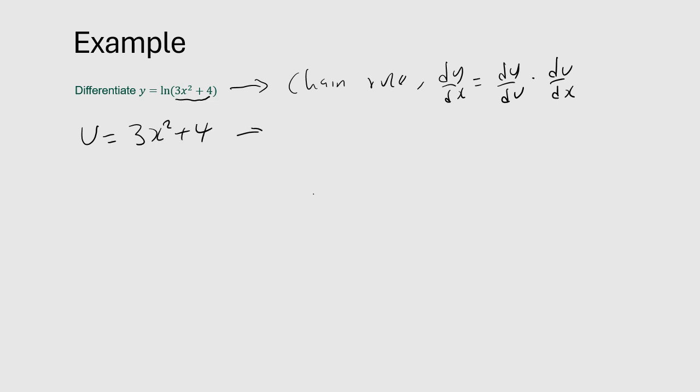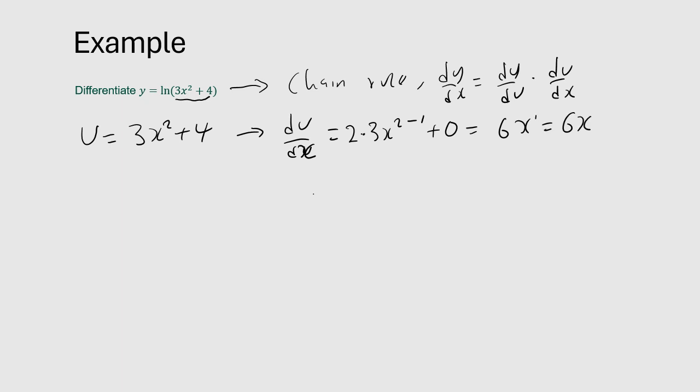Then we differentiate it. du over dx: this 2, I take it here and I subtract 1 from it. The 4 is a constant, so its derivative is 0. 2 times 3 is 6. Here 2 minus 1 is 1, so this is just x to the power 1, which is just 6x.